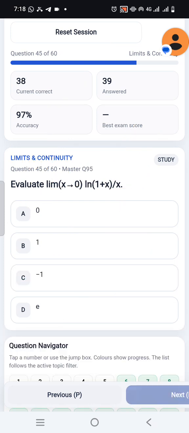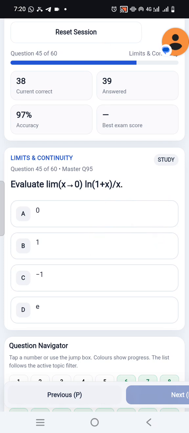Then the next one I have is the limit of ln(1 + x) all over x. Of course, to make it easier for us, let me do it like this. If you do ln(1 + x), that will be ln(1 + 0), so that will be ln 1. ln 1 is equal to 0. When you do the denominator x, it is equal to 0. So it's 0 over 0.